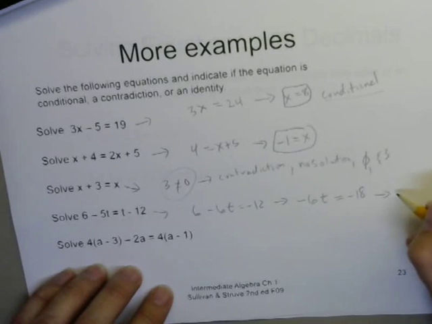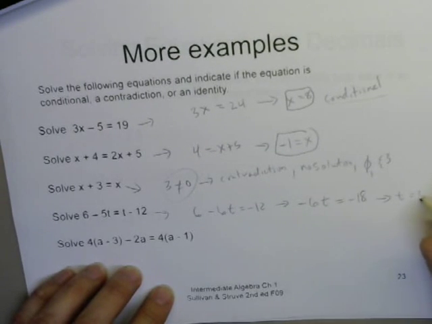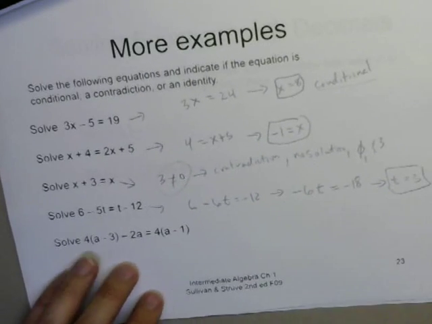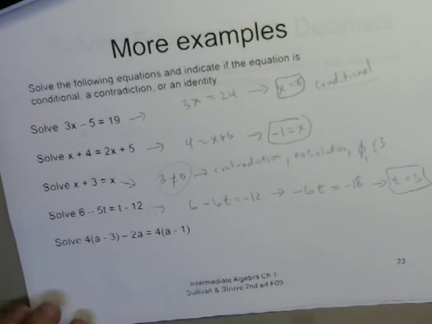So this would be a conditional equation, right? I'll just get t is equal to 3 if I divide both sides by negative 6. Just watch your plus or minus signs there.